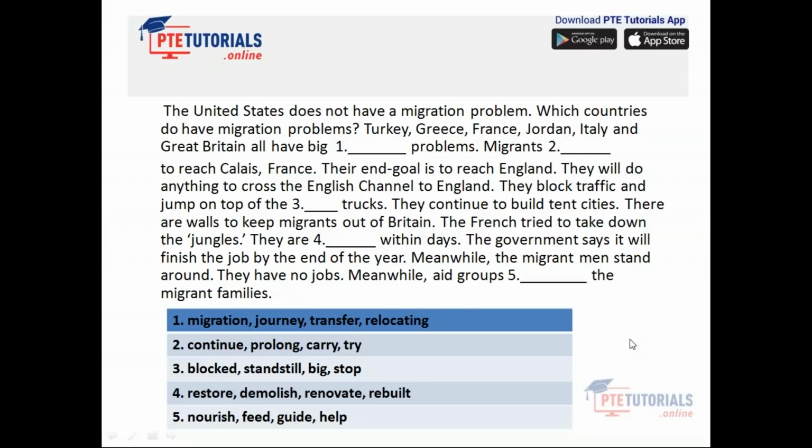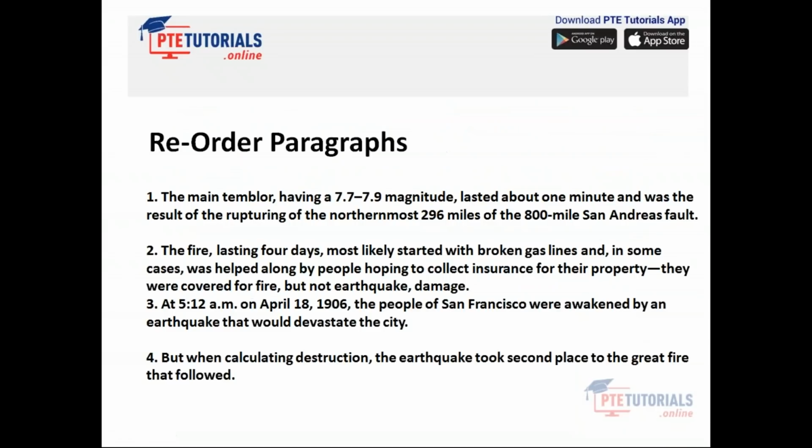Next we have reorder paragraphs. You just have to give me the correct order, correct pairs, select the correct pair and send it to me.